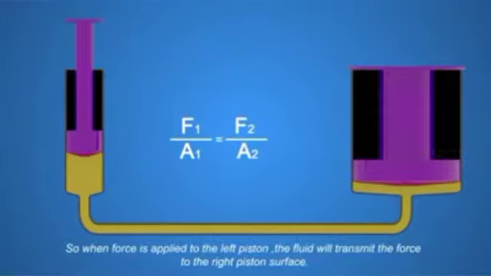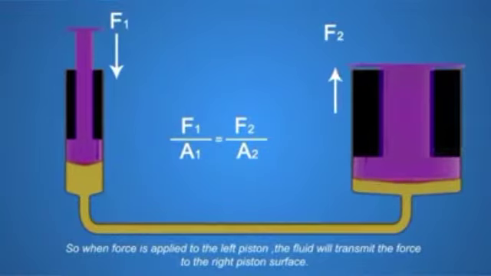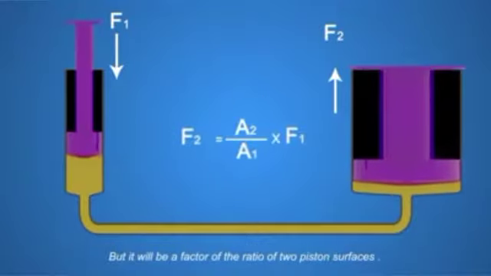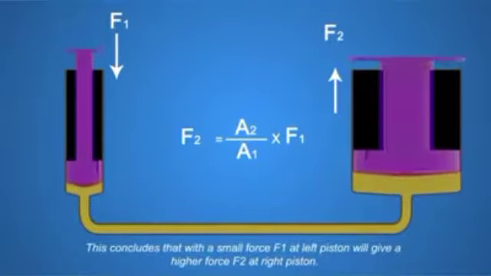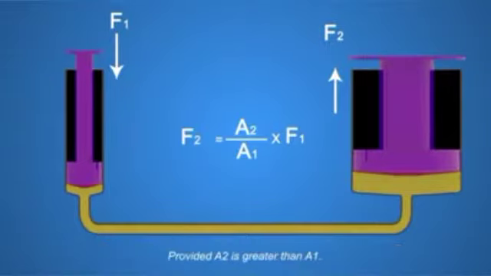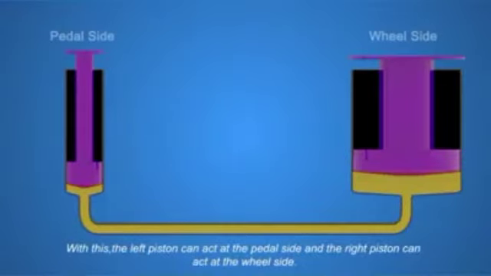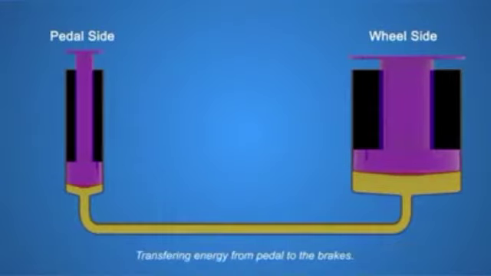So, when force is applied to the left piston, the fluid will transmit the force to the right piston surface. But, it will be a factor of the ratio of two piston surfaces. This concludes that, with a small force F1 at left piston, will give a higher force F2 at right piston, provided A2 is greater than A1. With this, the left piston can act at the pedal side, and the right piston can act at the wheel side, transferring energy from pedal to the brakes.